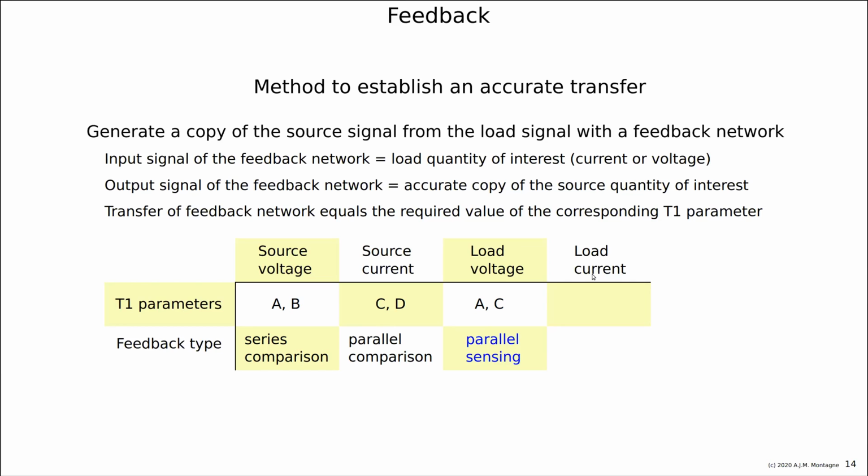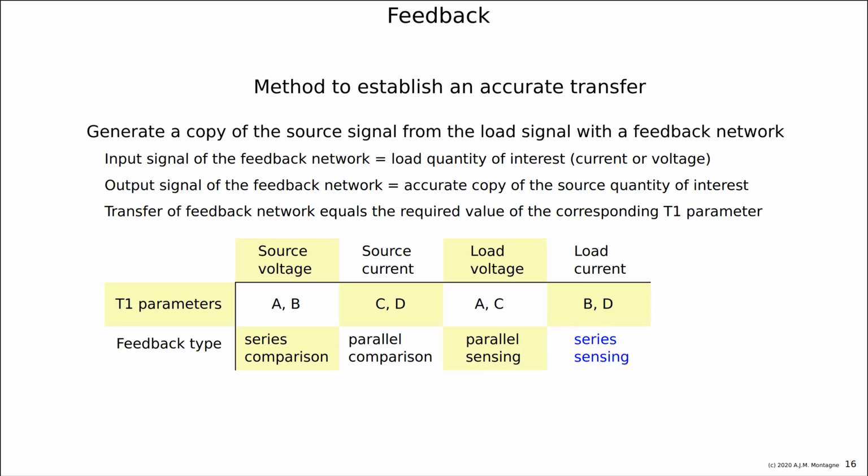If we want to have a load current at the output, then we are talking about parameters B or D. B relates input voltage to output current and D input current to output current. And again, if you want to sense the load current, you need to do series sensing. So this is the overview. This is basically how we construct negative feedback amplifiers, all kinds of negative feedback amplifiers, and we have done this in the previous course.